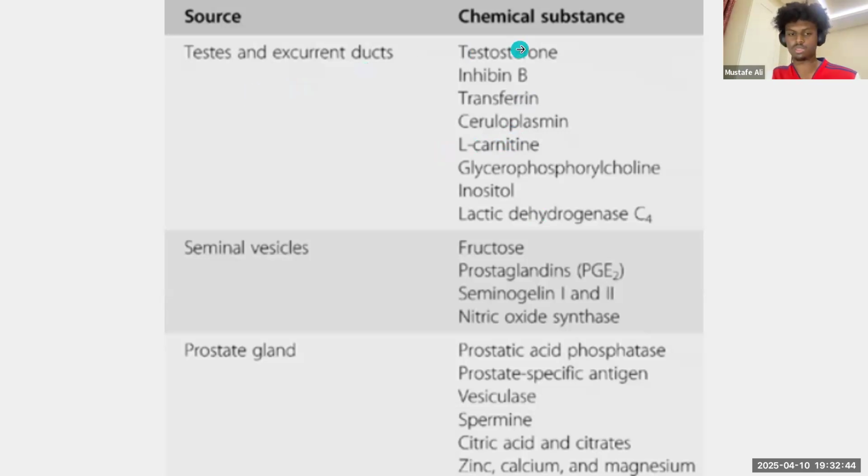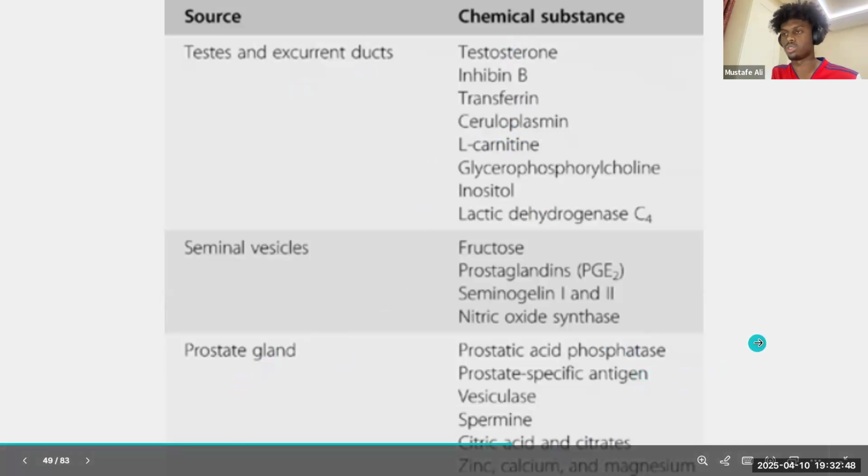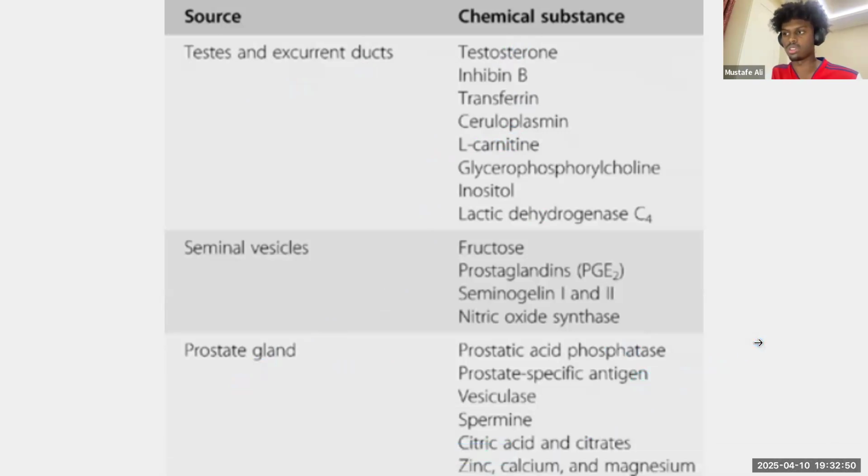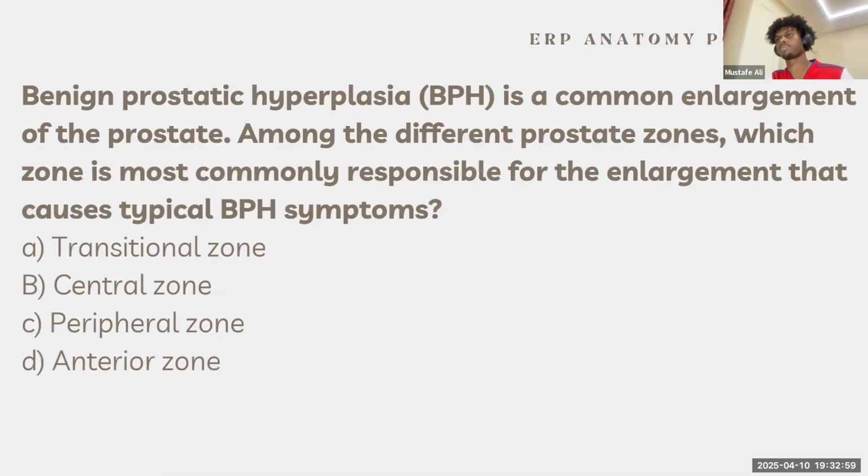The testes produce testosterone; it's in the name, right? And the prostate gland is important for producing nutritional components for the semen and for the sperm. But all you need to know from this table is fructose is produced by the seminal vesicles. Now let's move on.